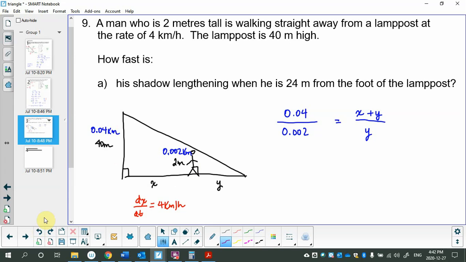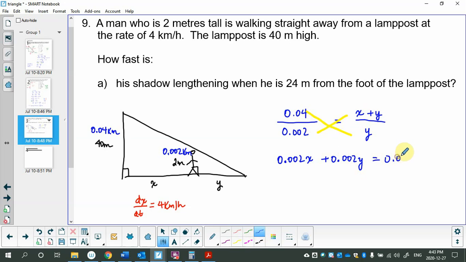So I'm going to do a little cross multiplying here. It's a little fancier than what we're used to. Doesn't matter which one you do first. I'll do the slightly more complicated one first. So 0.002 times x, 0.002 times y, equals 0.004 times y.